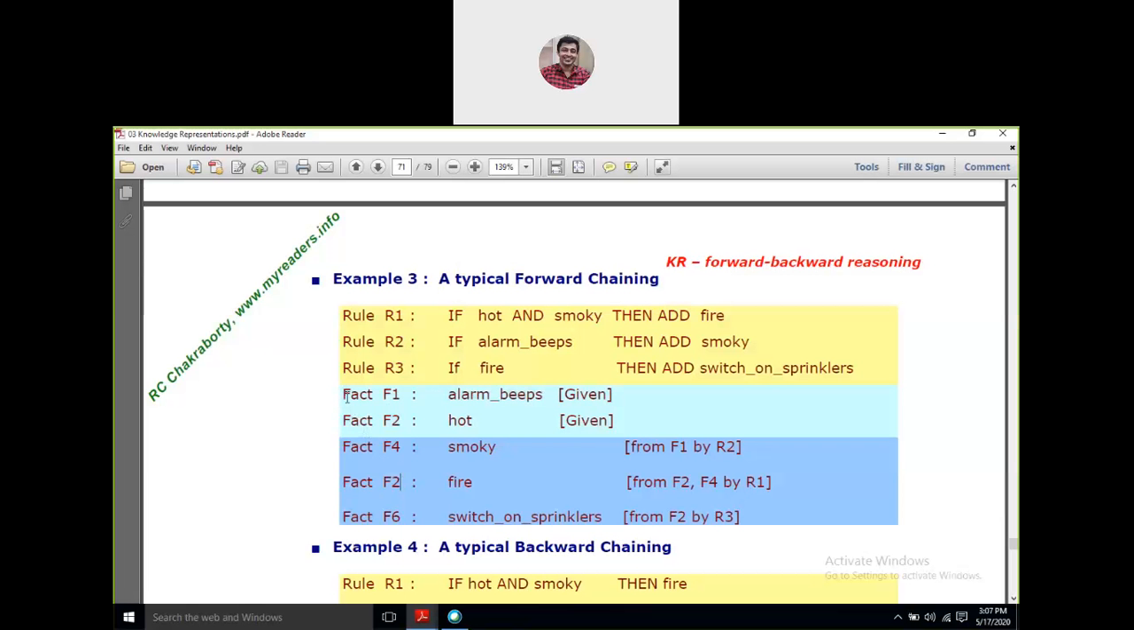And there are two facts that are given, fact 1 and fact 2. That means alarm beeps and it is hot. These two are given. Don't get confused by fact 1 and fact 2 and the remaining facts. That means fact 4, 5 and 6. This is a small error. This will be 5, right?